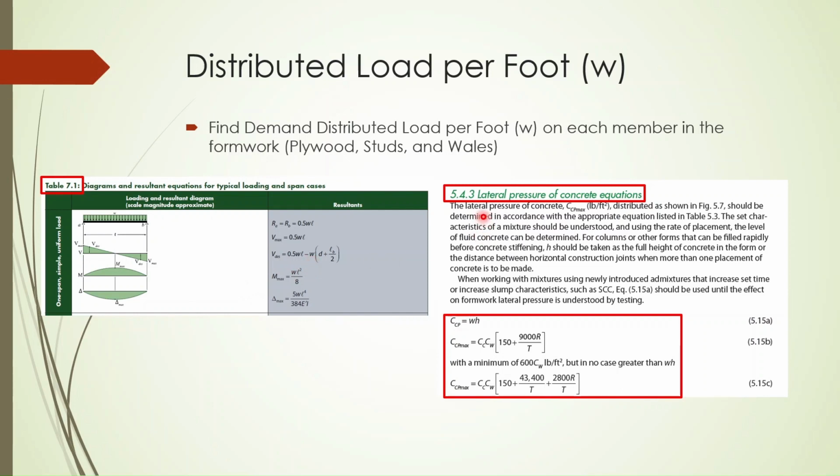But we have the lateral pressure of concrete, Cp max, that we discussed earlier in section 5.4.3. And these are given in pounds per square foot. So we need to convert the concrete pressure in pounds per square foot to distributed load, pounds per foot, for the studs, wales, and plywood to find the design shear, maximum bending moment, and maximum deflection.